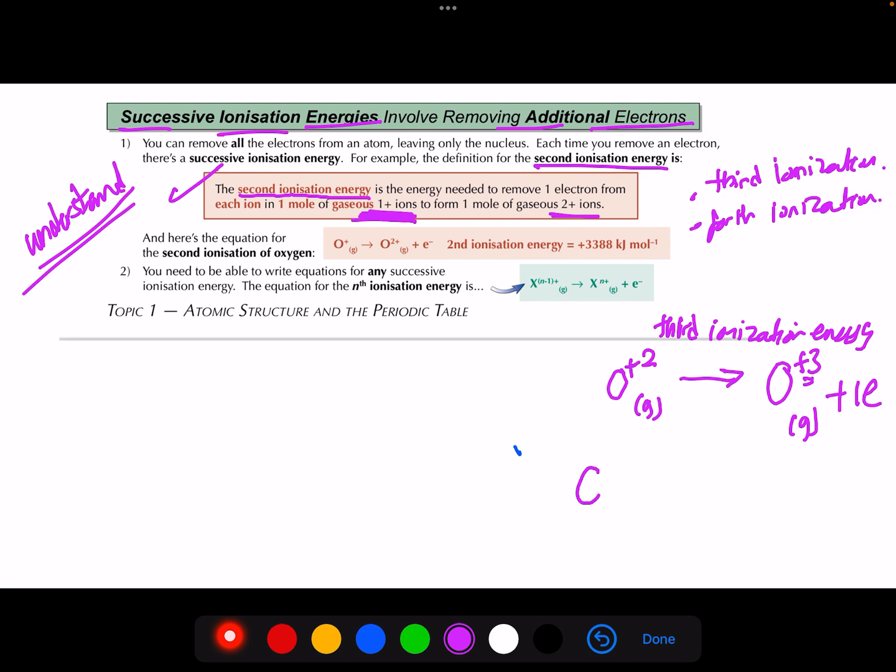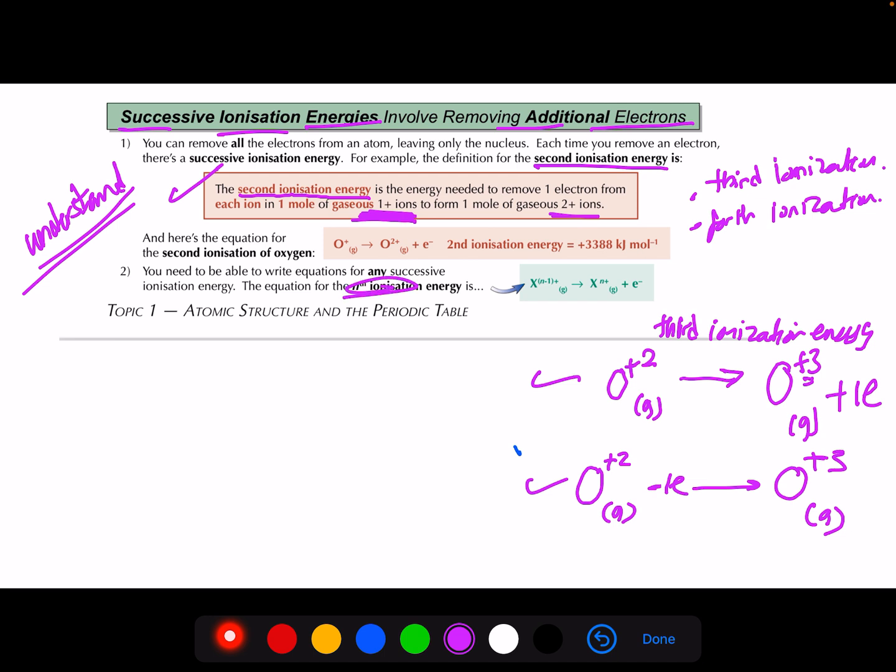And we can do this as well. So O +2 gas minus 1 mole of electrons would give me 1 mole of oxygen ion +3 in the gas state. Both of them are correct. Okay, I hope it's clear.